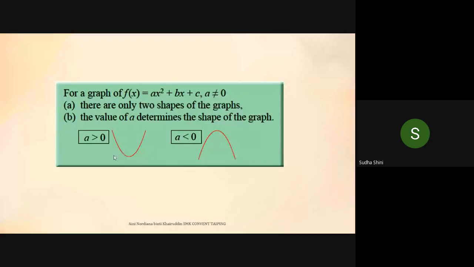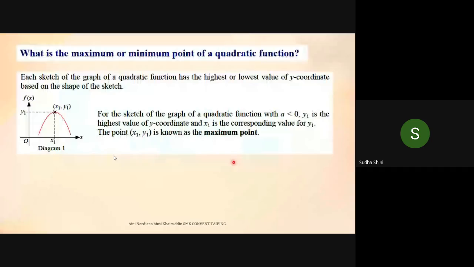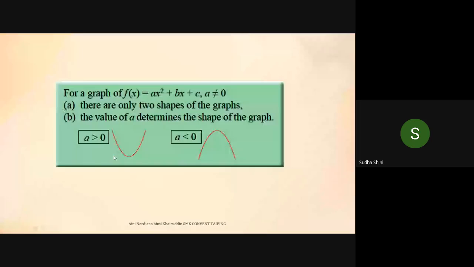A is more than 0 means 1, 2, 3, 4, 5 like that. A is less than 0 means start with -1, -2, -3 like that. Correct. Okay. A greater than 0 is a positive number. A less than 0 is a negative number. Yang sudah bagi contoh tadi itu betul lah.